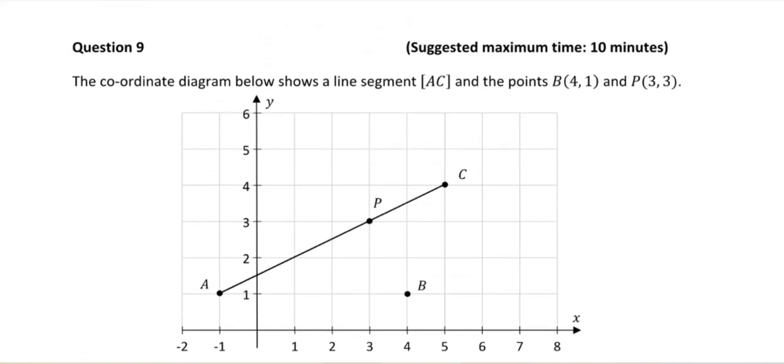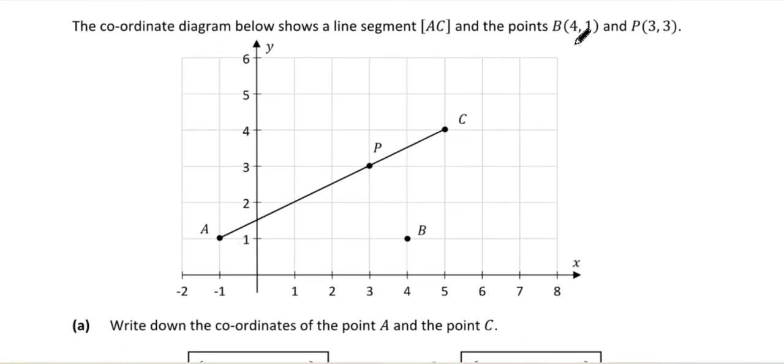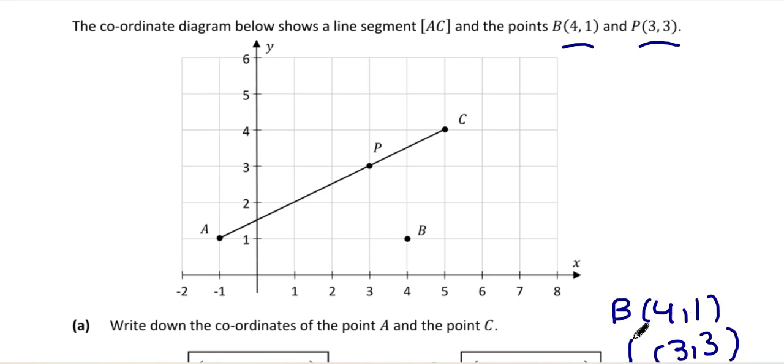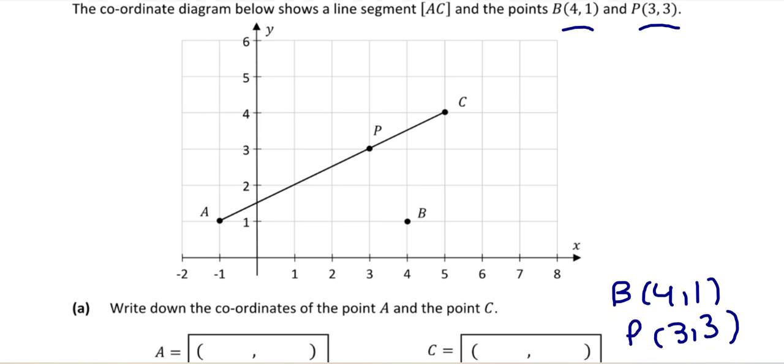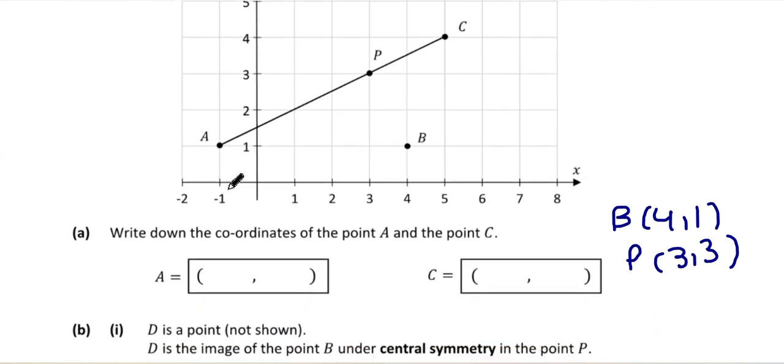Okay, there's a line segment A to C with points B and P at (4, 1) and (3, 3). Write down the coordinates of A and C. Everybody agree that A is -1 across and 1 up? Would everybody agree C is 5 across and 4 up?